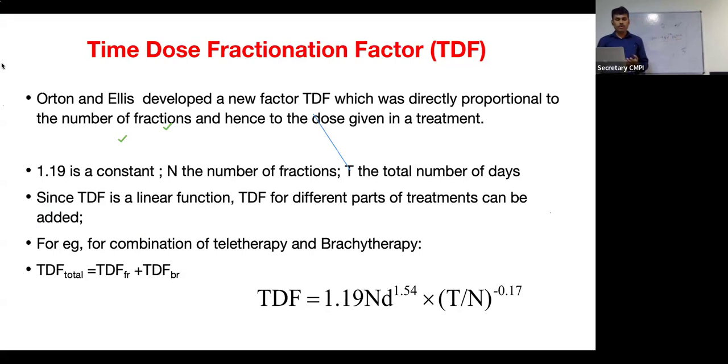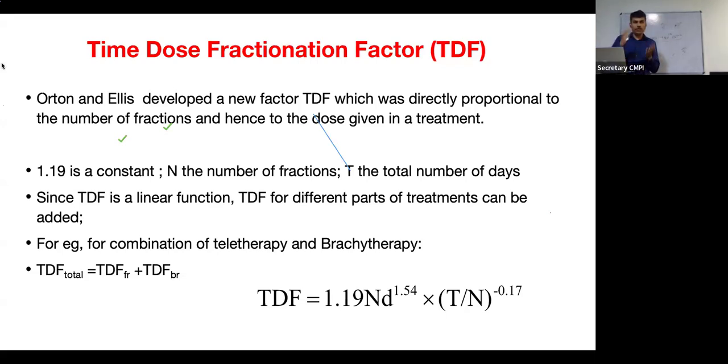Some people are still using TDF for gap correction. TDF is a factor which is derived: if you have your total dose, your number of fractions, and your total treatment days, you can calculate a TDF value for your prescription schedule. Now, if you have another treatment just after, and you want to combine these, you can again calculate. TDF is a linear thing, so you can combine and see the total effectiveness or total number of fractions.